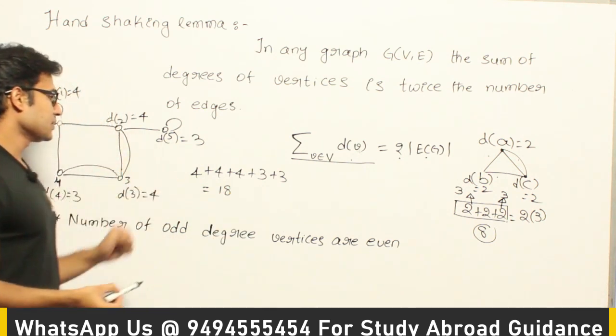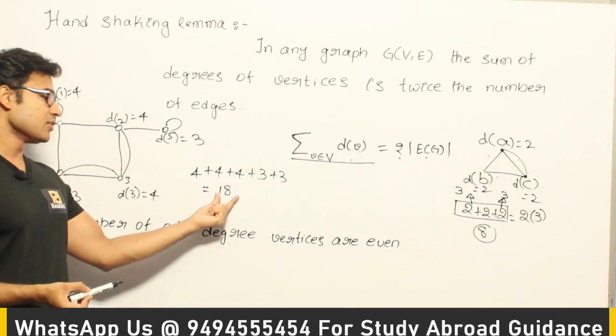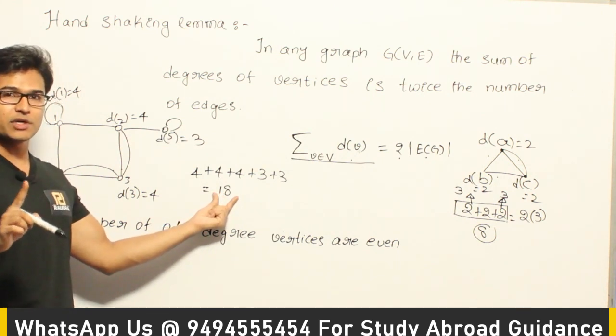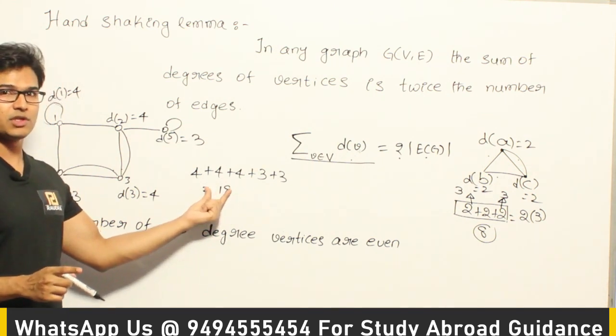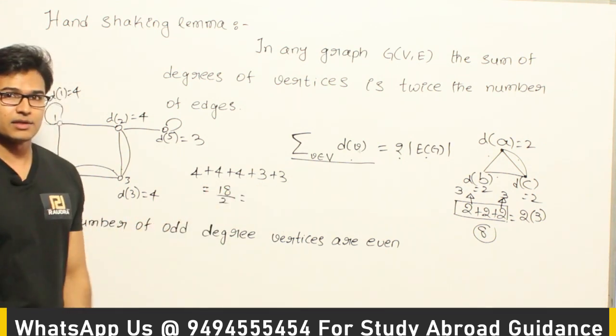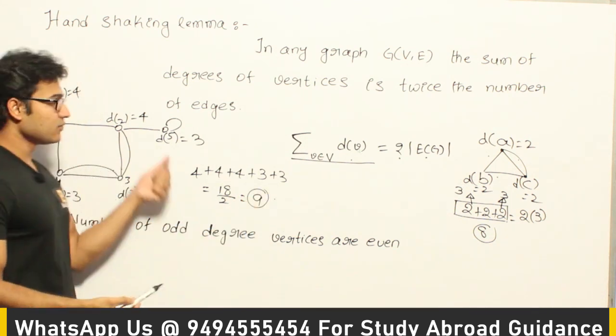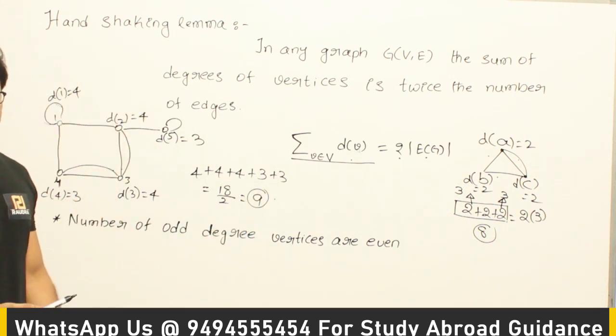Now if you observe this, since the degree sum is 18, how did we get this number 18? Because each edge contributed a 2 to this sum. Therefore the number of edges would have been half of it. Are you getting this? So therefore it is 9. Even if you count the number of edges, you are supposed to get 9.